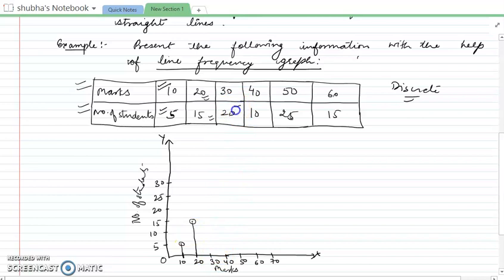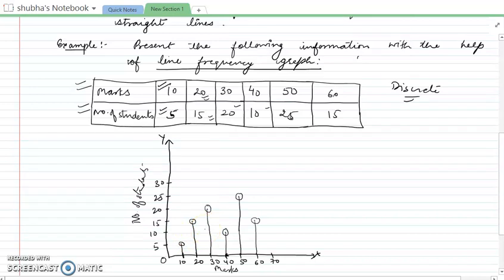30 marks are scored by 20 students. Look for 20 students in front of it, mark a point on 30, make a circle, and join the dot with 30. 40 marks are scored by 10 students. On 40 marks, look here, 10 is here. So just make a dot, a circle, and join it to 40. This is a straight line. 50 marks are scored by 25, then make a dot, make a circle, join up to 50. Although my lines are not straight because I'm not using a scale here, you have to use the scale. 60 marks are scored by 15 students, so make a point here on 15, a circle, and join. 70 marks are not given, so our graph is completed here.